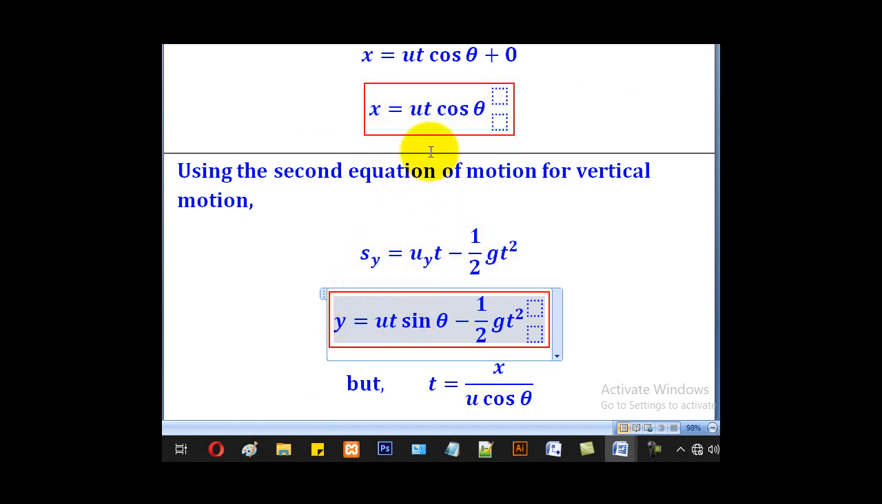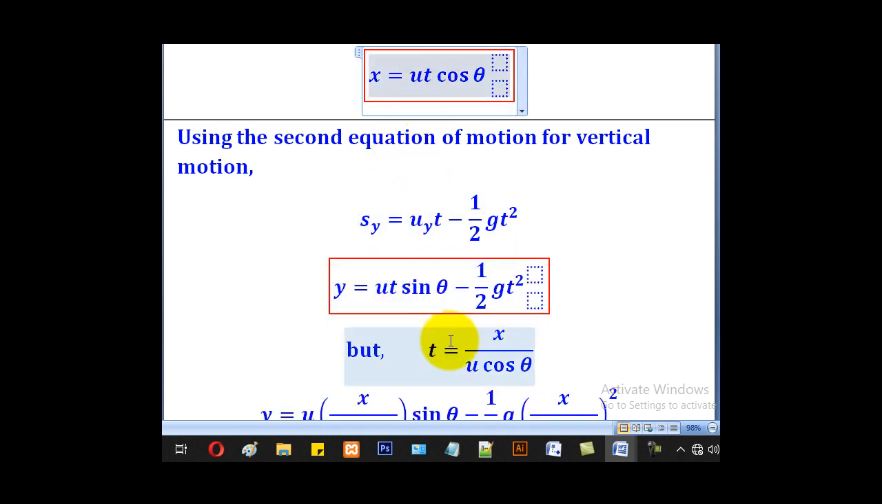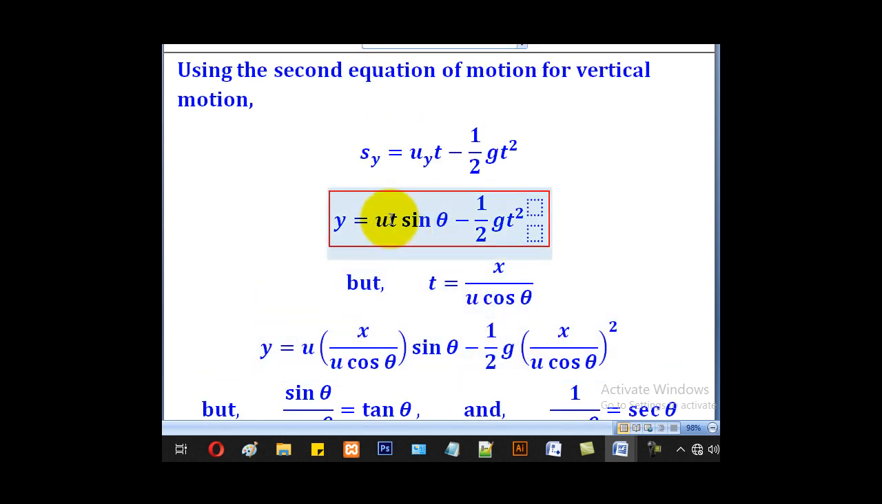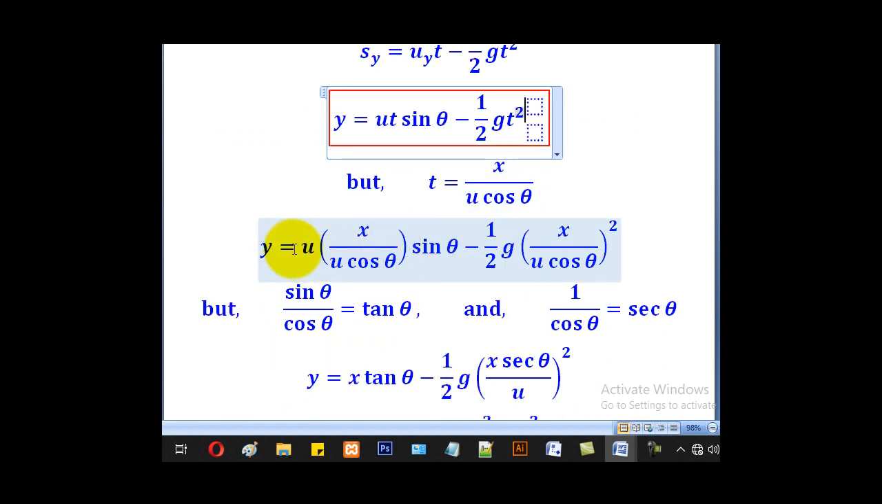In this case, we can do it easily by eliminating t. You see, t is common in both. Making t the subject, I shall come up with t equal to x over u cos theta. Substitute it where there is t in the equation for y. We shall get y equal to u, open brackets, x over u cos theta, which is the value of t, times sin theta, minus a half g in brackets x over u cos theta, which is t squared.